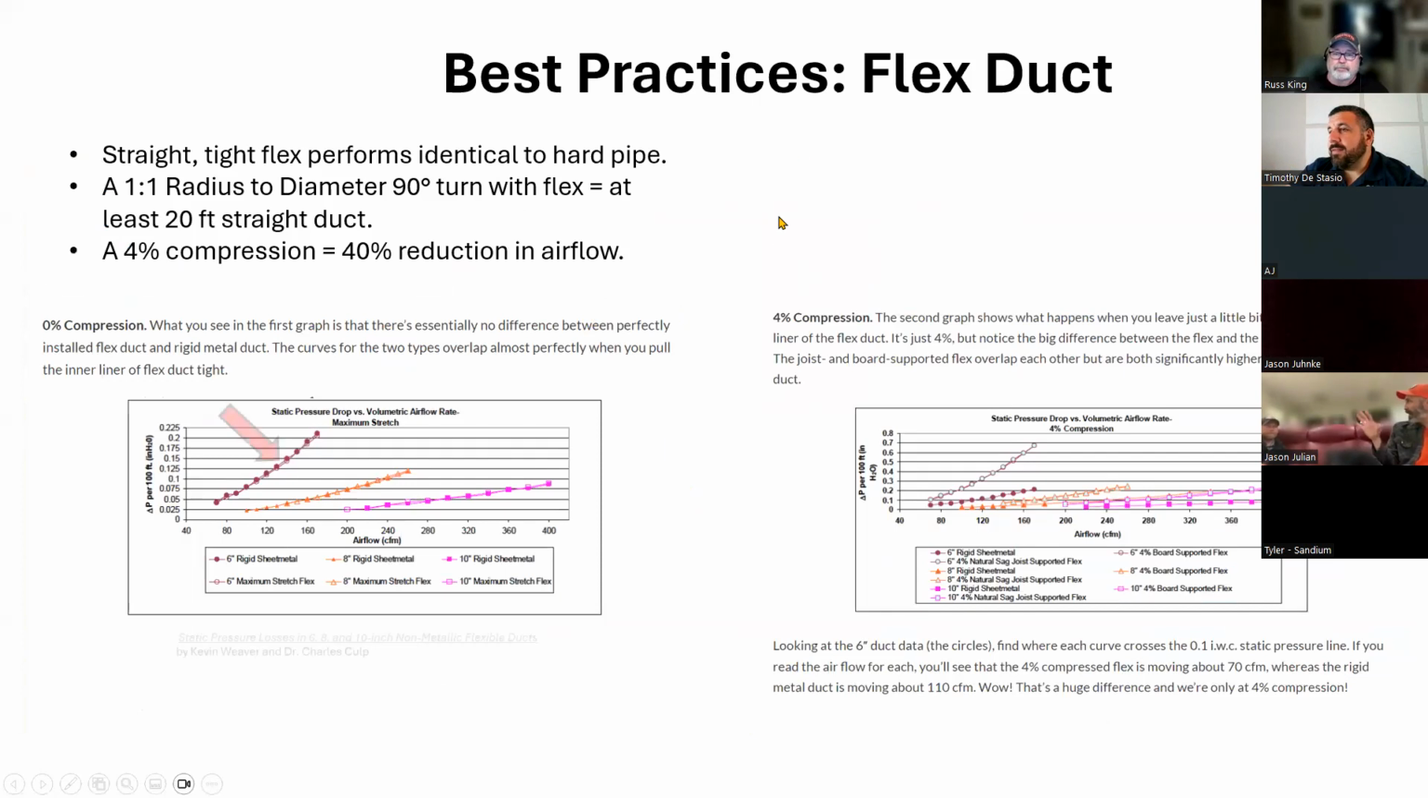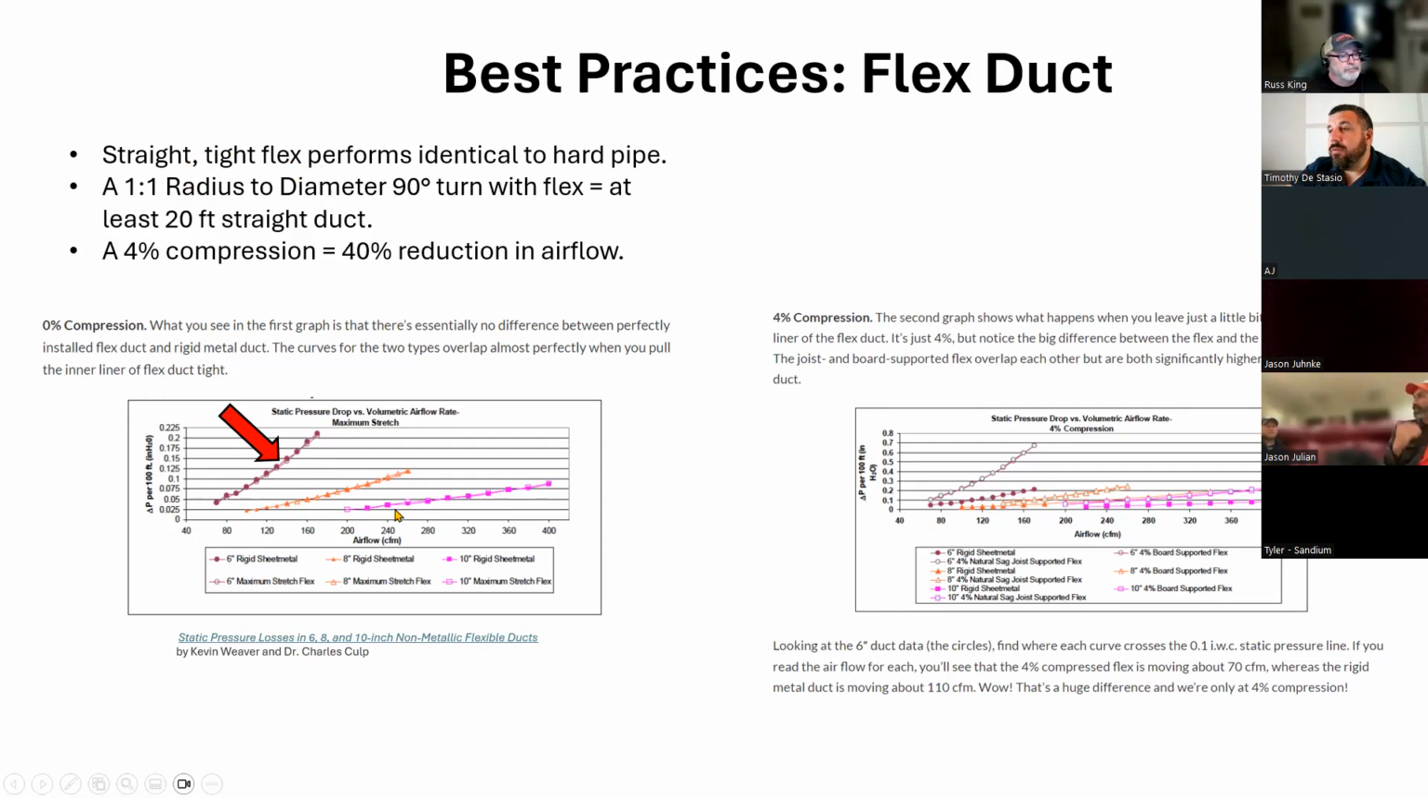Best practices, flex duct. This is another clip that I stole from Allison Bell's blog. If I give them credit, it's okay though, right? So they did a test comparing flex duct that was installed properly, strapped correctly, pulled tight, versus metal duct. And what you notice, this looks like only one line, but it's actually both sheet metal and stretched flex.